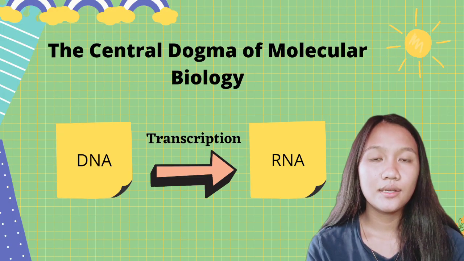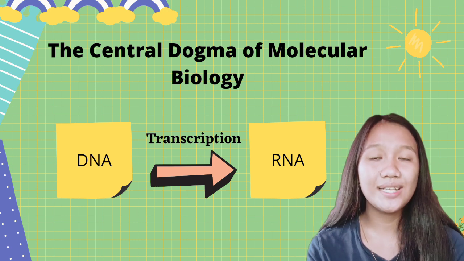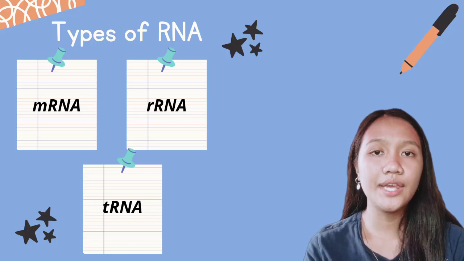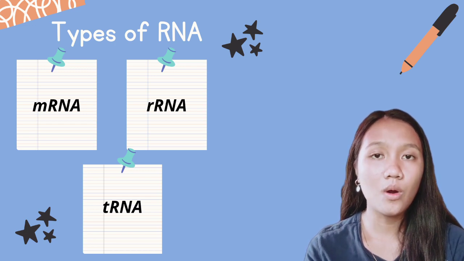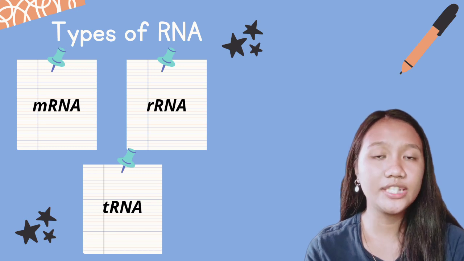Next, the transferring of genetic information from DNA to RNA is where it undergoes the process of transcription. The process of transcription is where DNA is used as a template to make RNA or ribonucleic acid. The RNA consists of three types. First, the mRNA or the messenger RNA. mRNA contains all the genetic information from the DNA.